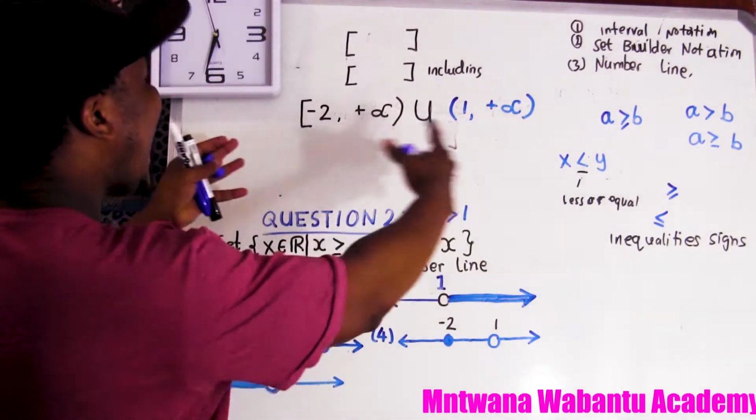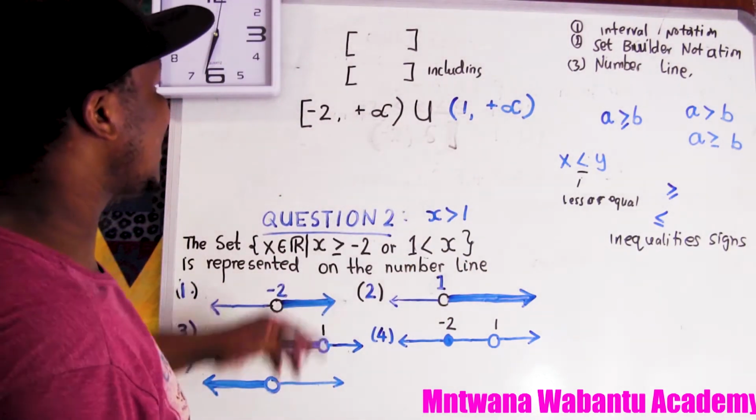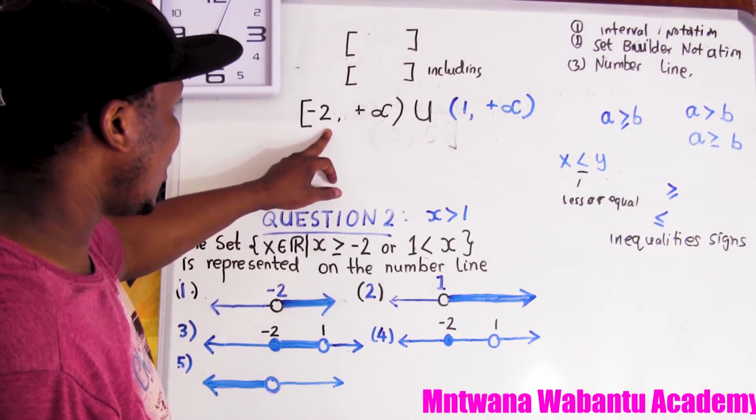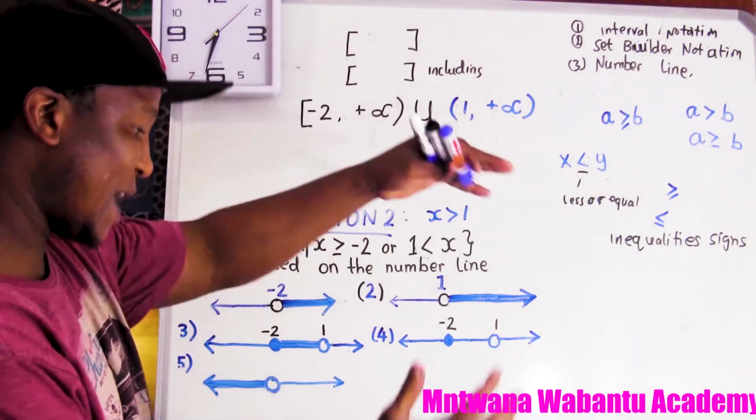So now we want to unite. When you unite, it means you put them together. If you put them together, look, it starts from -2. It goes all the way. We don't know where we're going to stop. Now, let me put this on a number line, and then I'll unite them together.